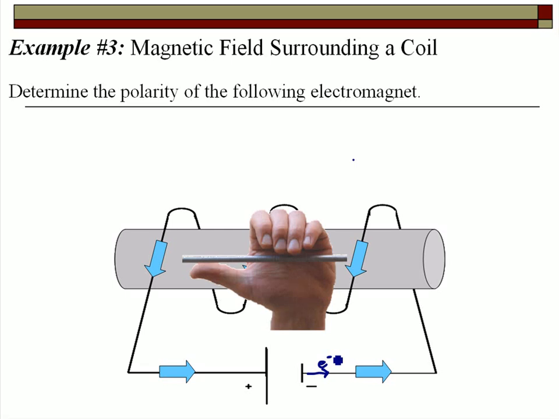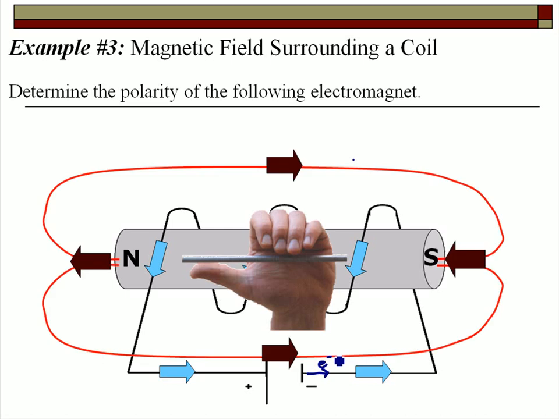Now my thumb will point to the North Pole in this case. So that tells me the North Pole is on the left-hand side. And when we draw the magnetic field, which is in red, the magnetic field lines go out of the north and into the south. So that's what the magnetic field looks like. So because of the way this electromagnet is set up, fingers curl in the direction of the current, thumb points to the North Pole, and we know from lesson 1, field lines go from north to south.